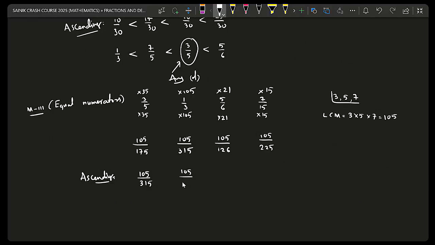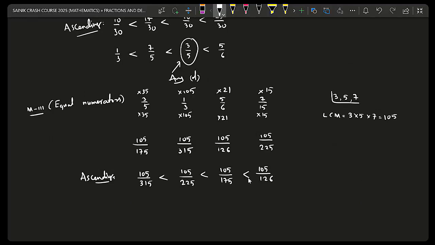Yes, just a smaller denominator: 105 by 225. Just smaller: 105 by 175. Just smaller: 105 by 126. Very good. This is the ascending order I got.